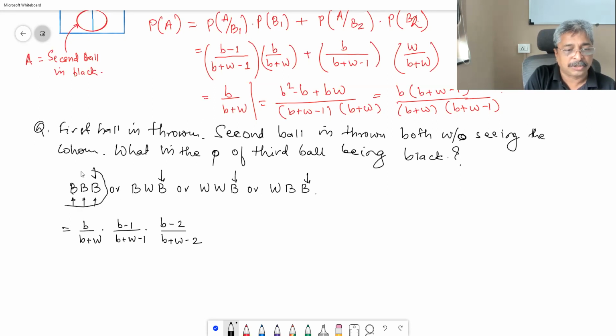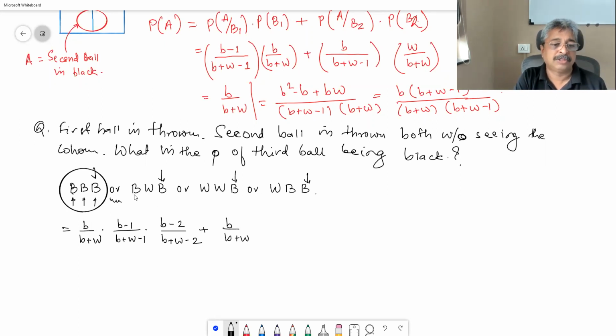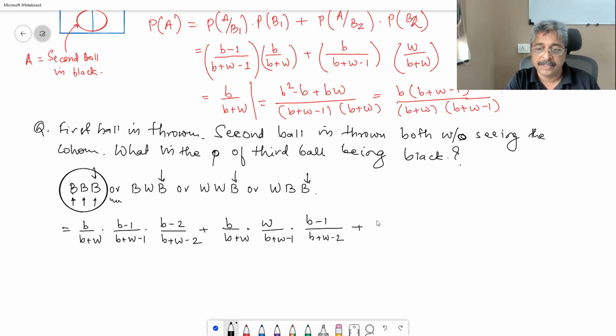This is for this term, plus B upon B plus W. First ball is black. Probability of the second ball white given first black is W divided by B plus W minus 1. Third ball is black given first is black, second is white: B minus 1 because one black ball is less, and B plus W minus 2, they are removed.